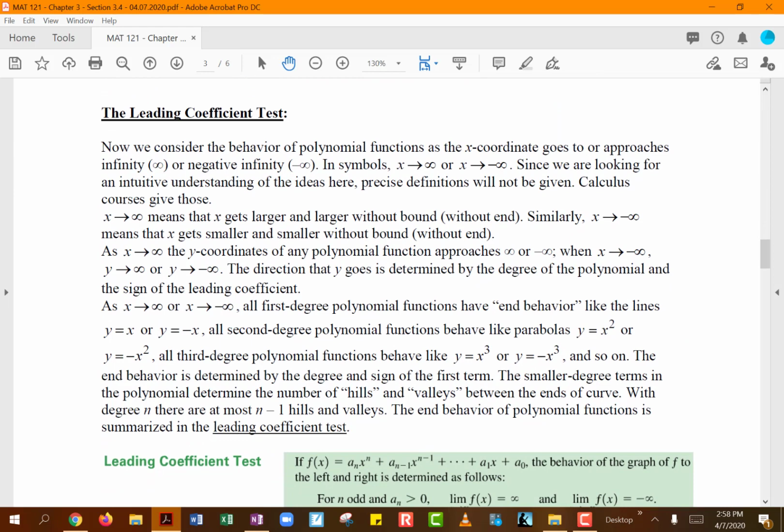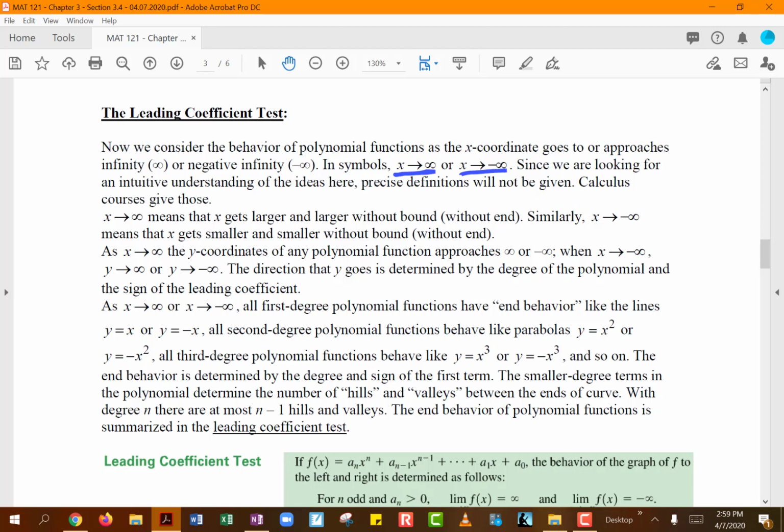Now, the next thing that we want to talk about, and this is for the shape of our graph, is the leading coefficient test. Basically, we want to know whether the arms of your graph are heading up to positive infinity or down to negative infinity, as your x values are either going to positive infinity on the right or going to negative infinity on the left. When we say x is approaching infinity, we use this symbol to write it. So when you have this x arrow infinity, that means x is approaching infinity or x is approaching negative infinity.